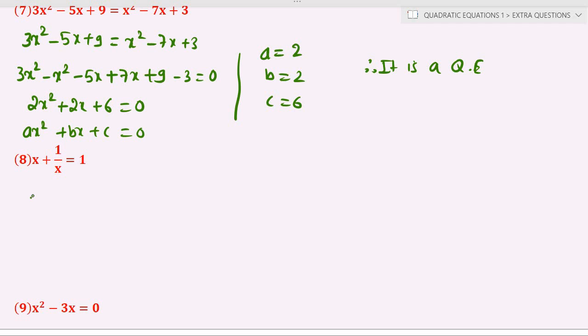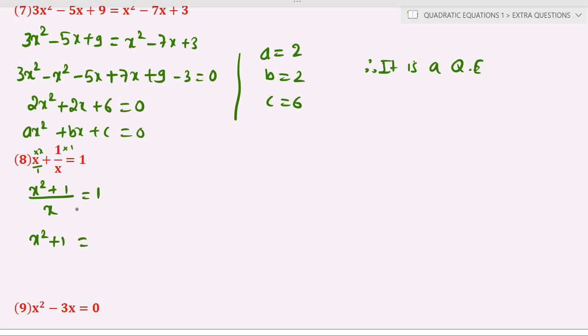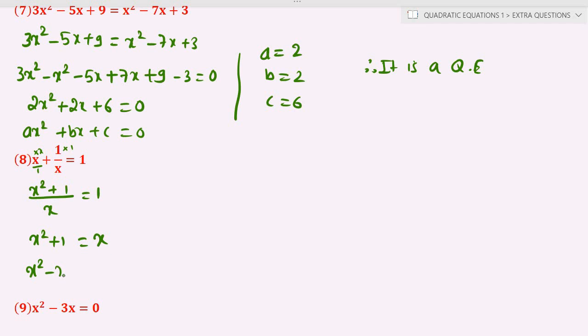And what is the LCM here? If nothing is there, it is 1. 1 and x. What is the LCM of 1 and x? It is x. I need to multiply here with x and here with 1. x into x is x square, plus 1 into 1 is 1, is equal to 1. See, this is x square plus 1 is equal to 1. 1 into x is x, and you take x to the left hand side. x square minus x plus 1 is equal to 0.